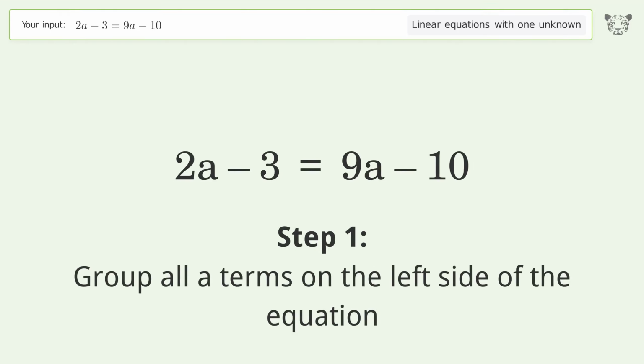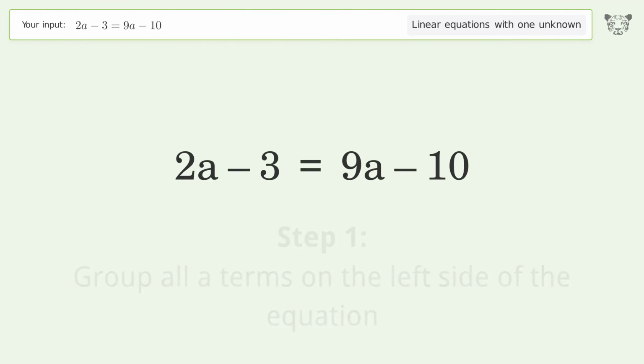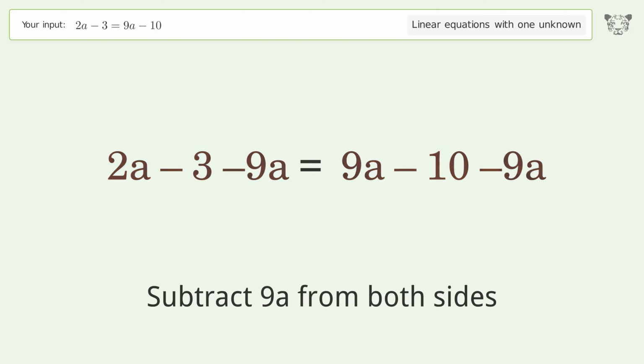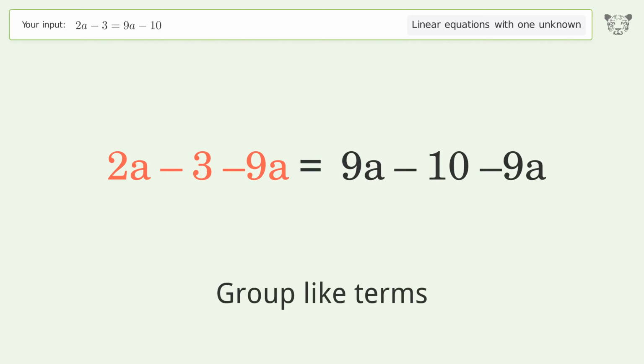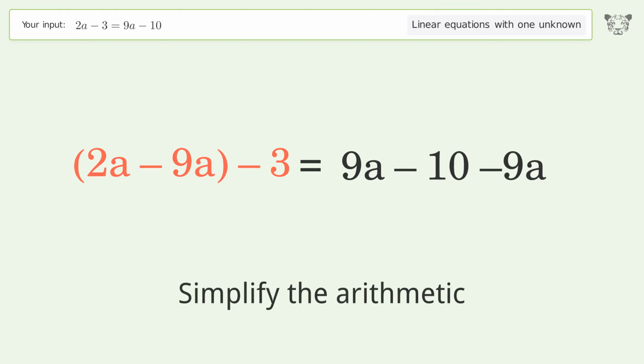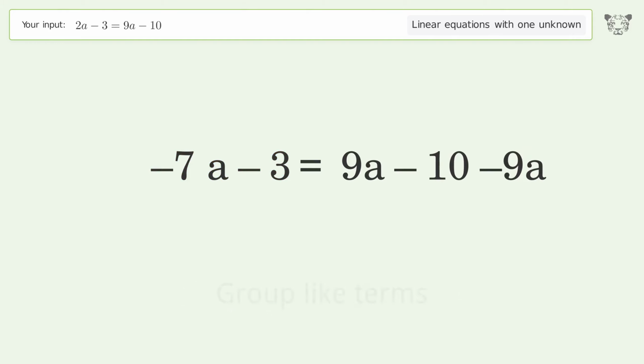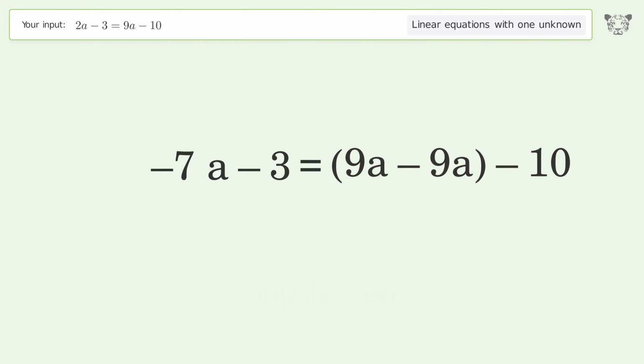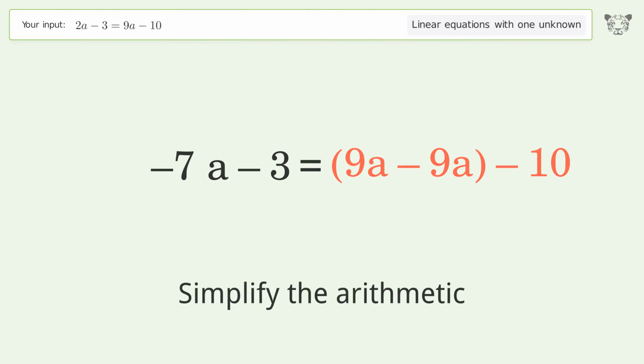Group all a terms on the left side of the equation. Subtract 9a from both sides. Group like terms. Simplify the arithmetic. Group like terms. Simplify the arithmetic.